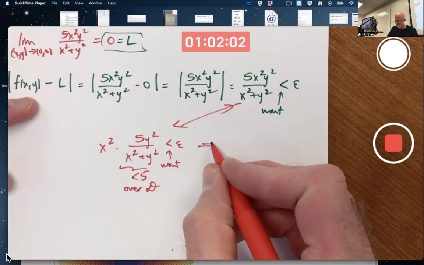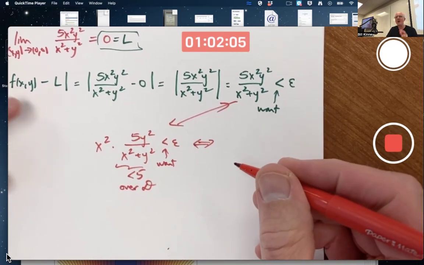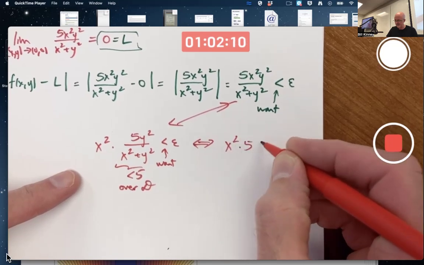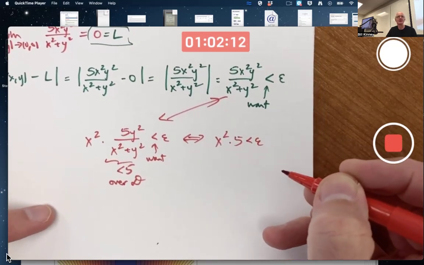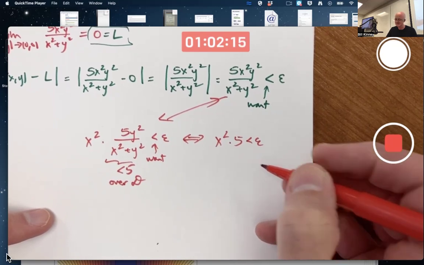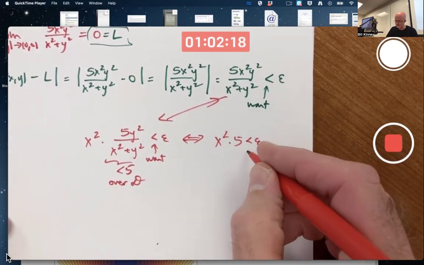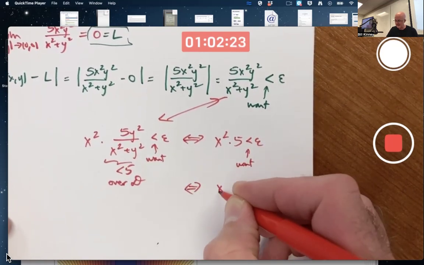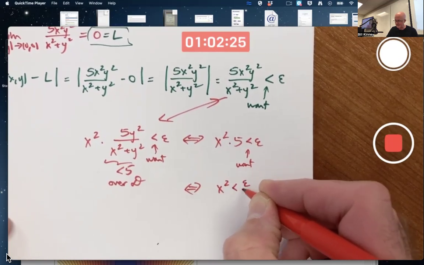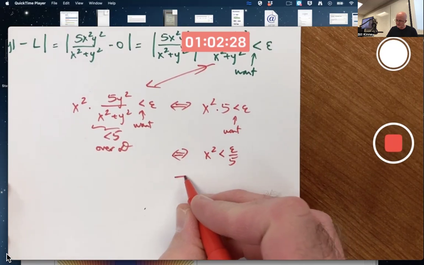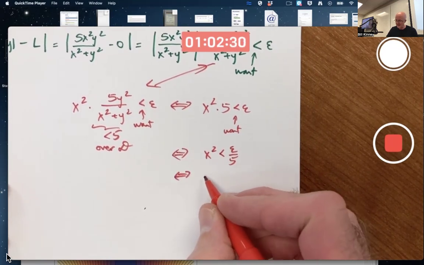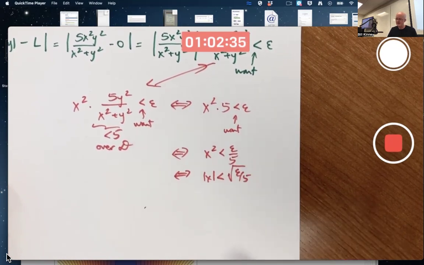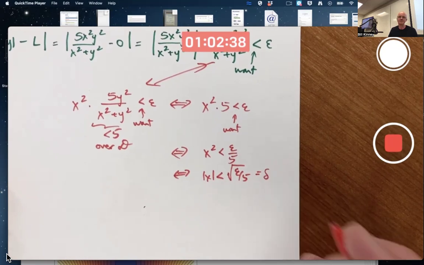So effectively, it's almost like this is equivalent to saying that's true. Almost. I'm just doing an intuition here. So wanting this to be true, that's equivalent to this being less than epsilon over 5, which if you take the square root of both sides is equivalent to the absolute value of x being less than the square root of epsilon over 5. And that's typically called delta.